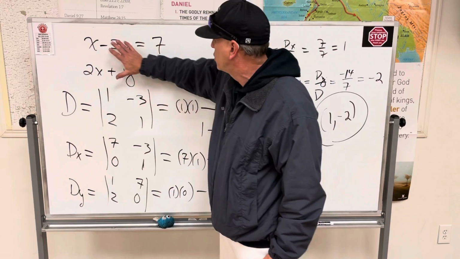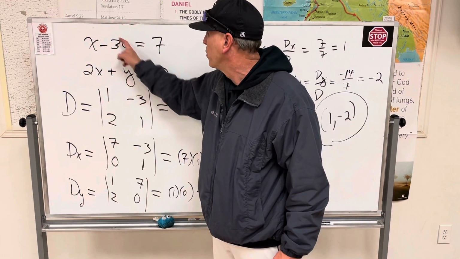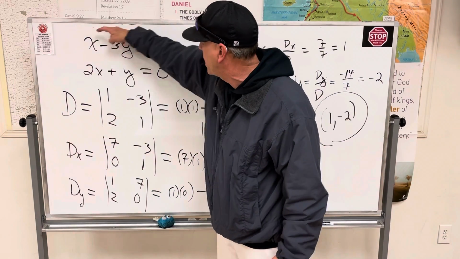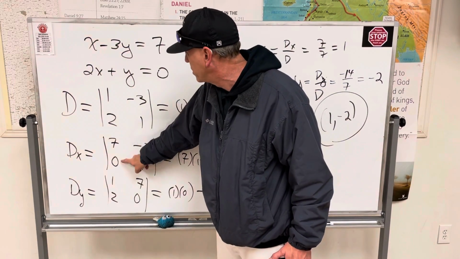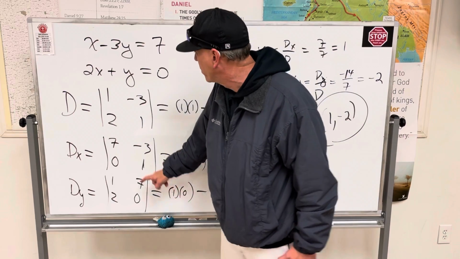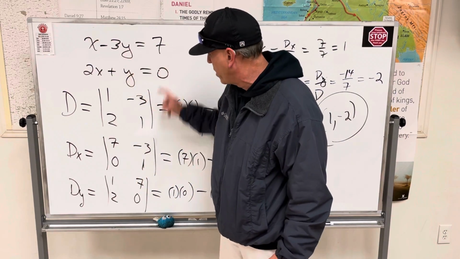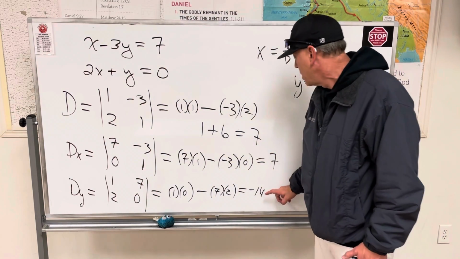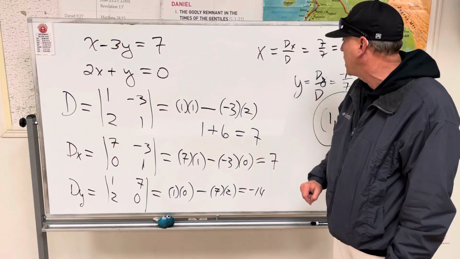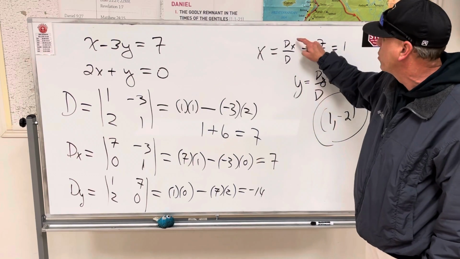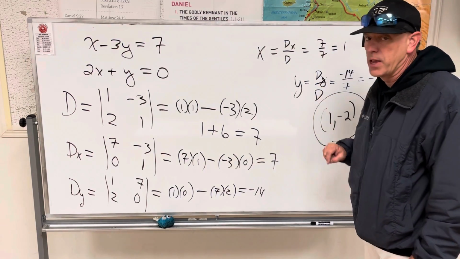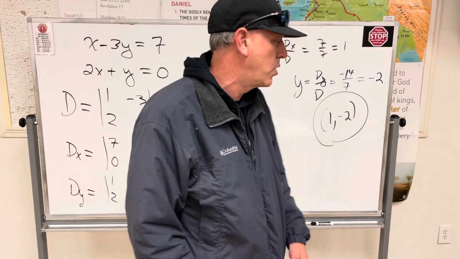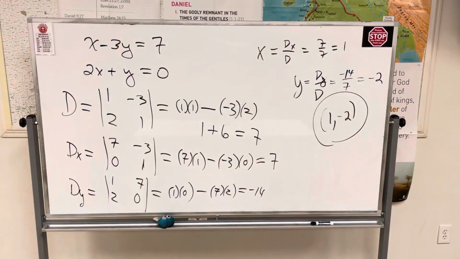So we have d, which is based just on the coefficients, the multiples in front of the variables. We have dx, where we take the solution set and replace x with it, 7 and 0 instead of 1 and 2. We have dy, where we place 7 and 0 in the y's. That gives us 7, 7 and minus 14, and then we can solve for x and y by doing dx over d and dy over d. And there are several good examples in the book of this. Look back in section 3.3, and you can see the examples there for you.